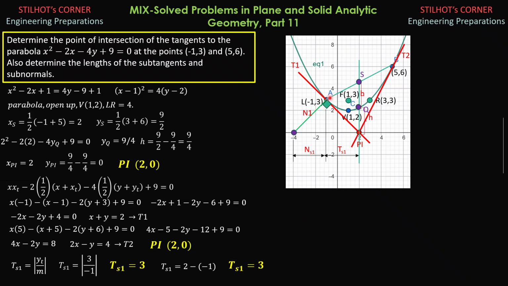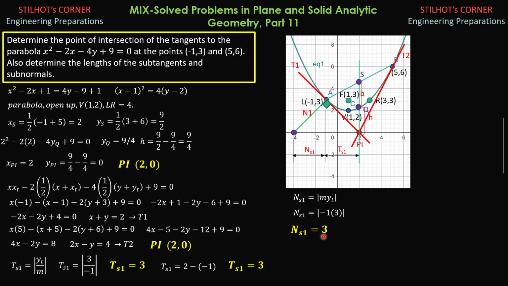Then for NS1, it is the absolute value of slope times yt. So m, the slope of the tangent, is negative 1 and y sub t is 3. So it is also 3, and it is obviously 3 in the figure. 3 also for TS1 in the figure.